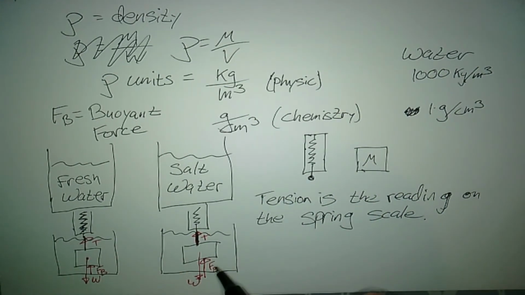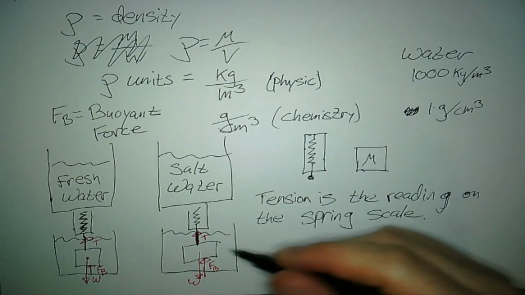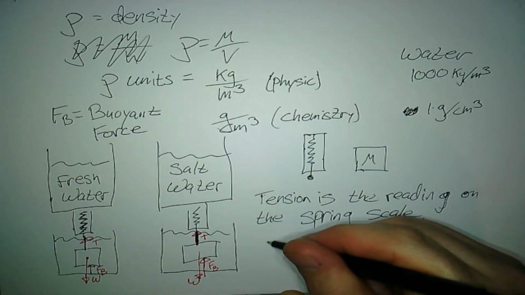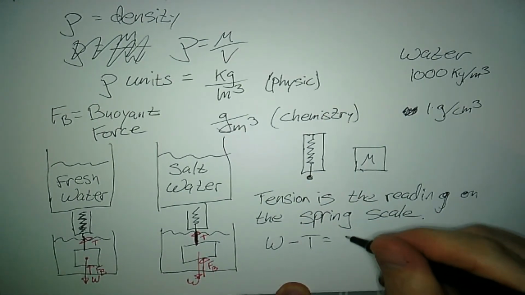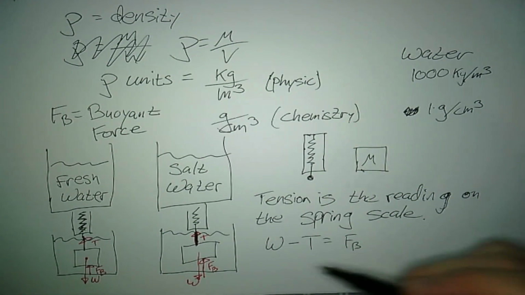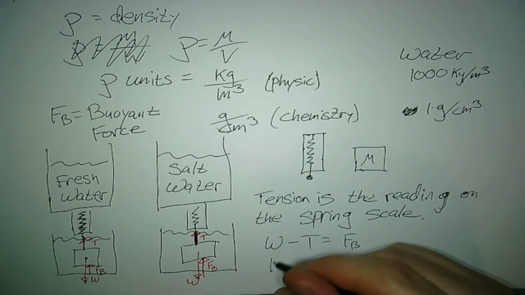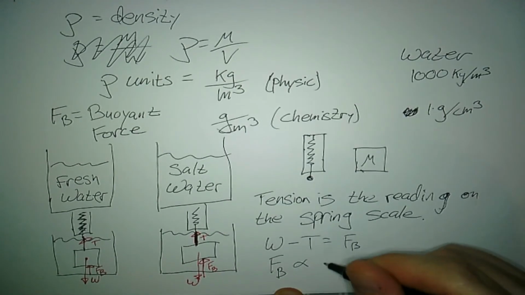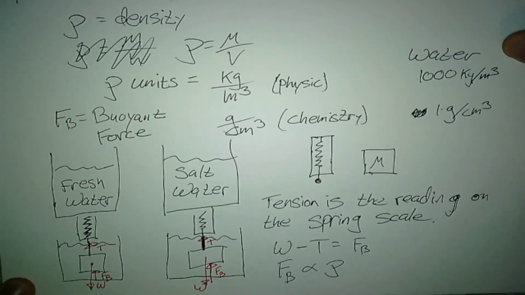This tension is the reading on the spring scale. And the weight is the exact same in both cases. So the difference here is going to be the buoyant force. If I know the weight, I can measure it outside of the water, right? So I can say weight minus tension is equal to the buoyant force. And so the greater the buoyant force, the greater the density of the fluid. So we'll say buoyant force is proportional to density for now. All right, let's go to a new page.